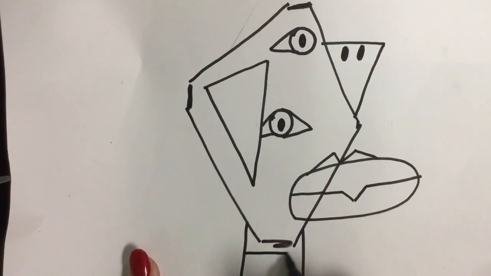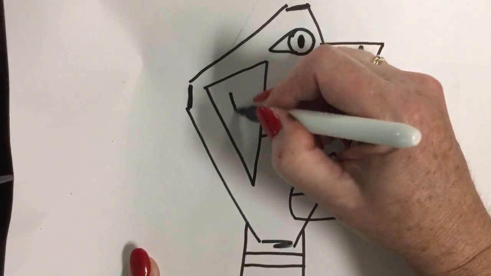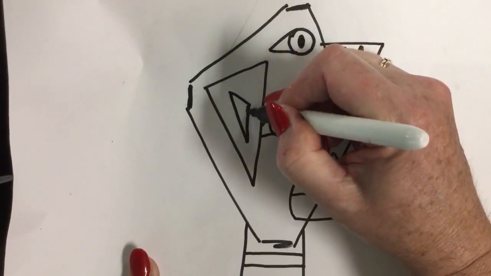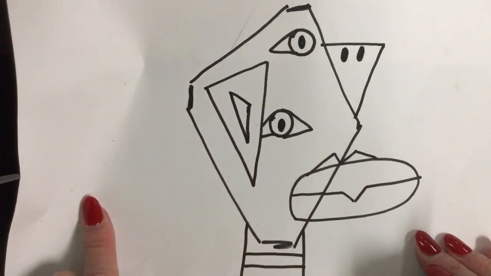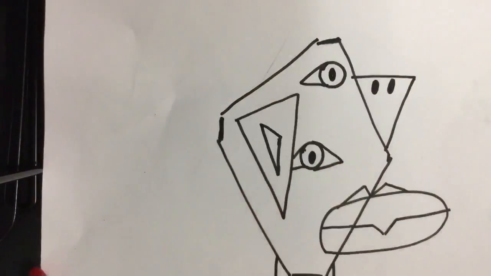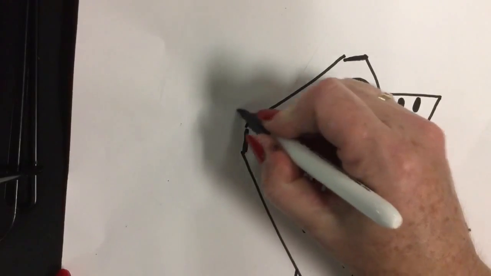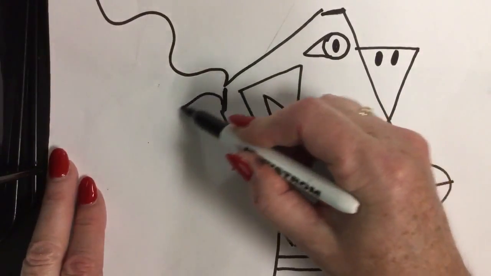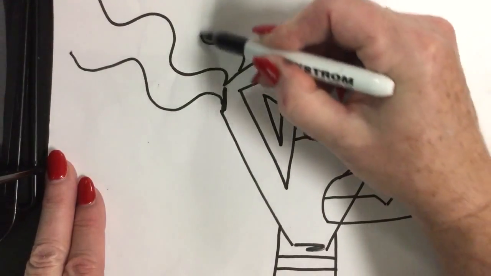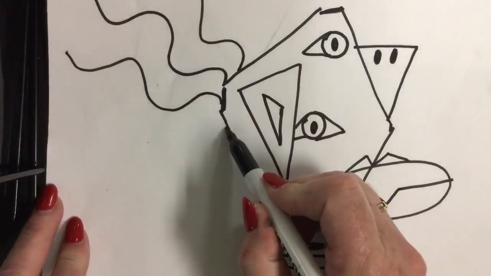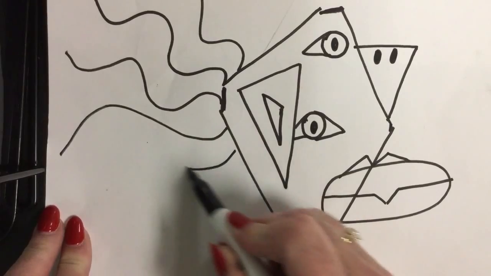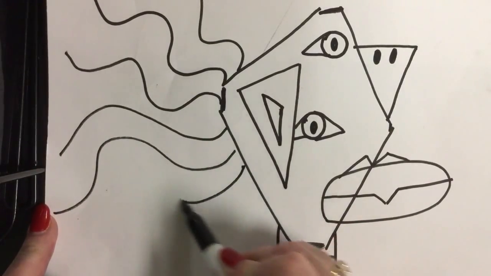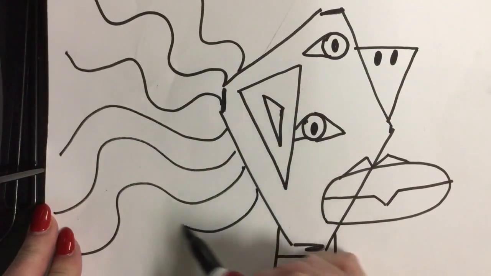Then I like adding some kind of striped pattern in my picture somewhere. And then I'm going to put another triangle inside here for the details of the ear. And then I'm going to add some kind of hair. And I'm going to just do some wavy lines right to the edge of my page for the hair. Wavy lines. Now, what I have the students do is trace all of their lines.